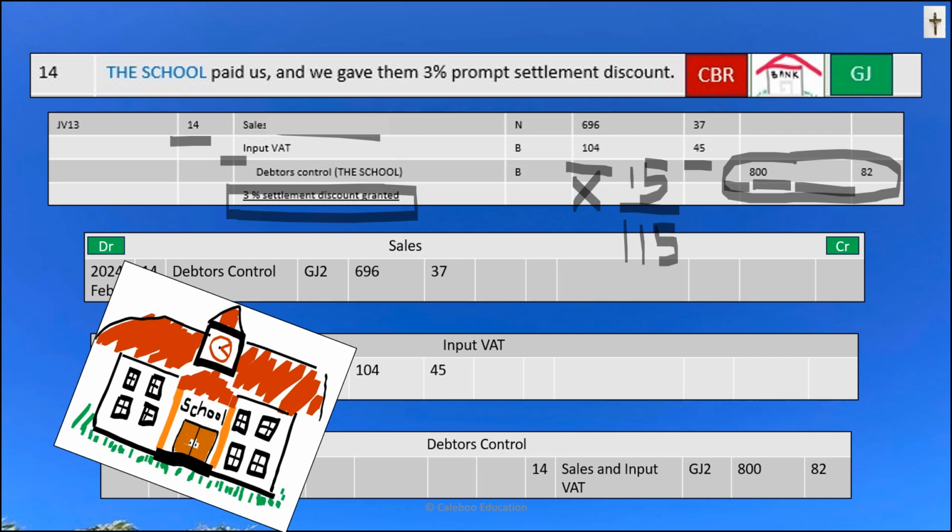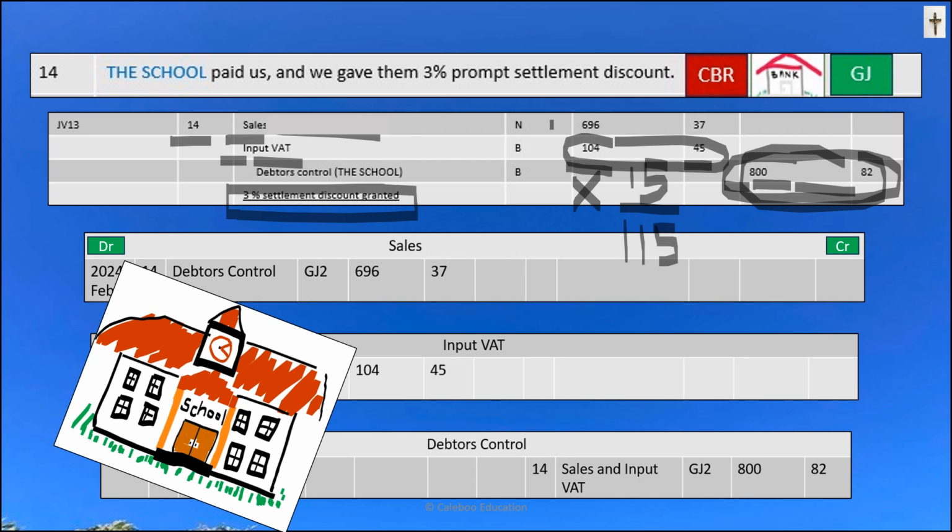Now remember, the original VAT that was recorded was output VAT. We need to reverse that because the sale has got smaller by the settlement discount granted. So we go and debit input VAT, 104.45, and Sales, which records the exclusive amounts of VAT, is 882 minus 104.45 gives us 696.37. So that is how the amounts are calculated.